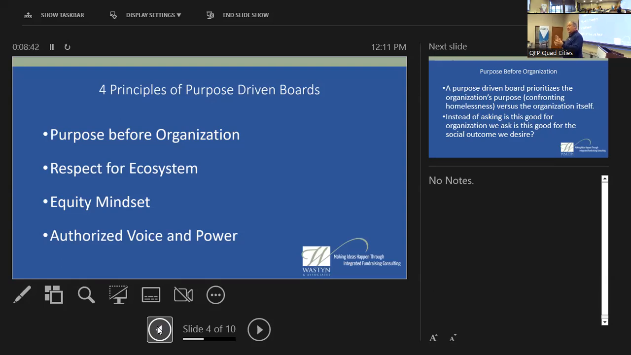Their notion of what we need to rethink is that these need to be our operating, prima facie things we do. This doesn't mean we ignore the budget, human resources, or governance. We're not saying we ignore any of this. The board still has responsibility for this, but it's secondary. Purpose before organization. So we'll go through these in a little more detail.